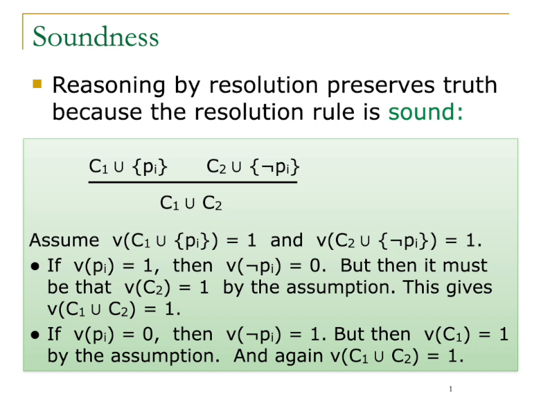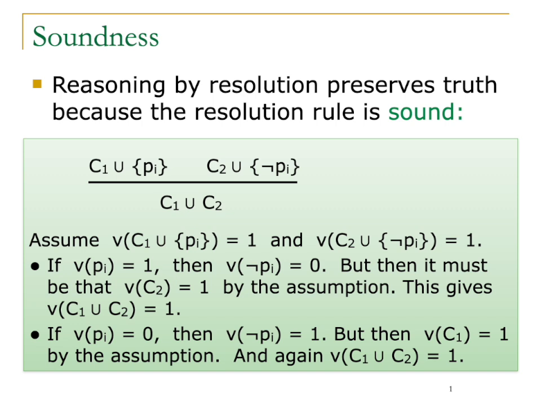So assume that these assumptions are true. So for all valuations we have that v of C1 union {pi} is 1 and v of C2 union {not pi} is 1. We have two cases. If pi is true, then its negation is false. But in order for the second assumption to be true, we must have that the valuation gives the value 1 for the clause C2.